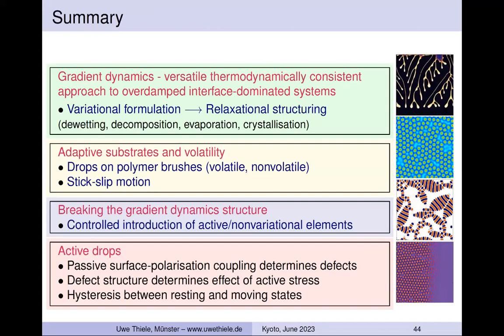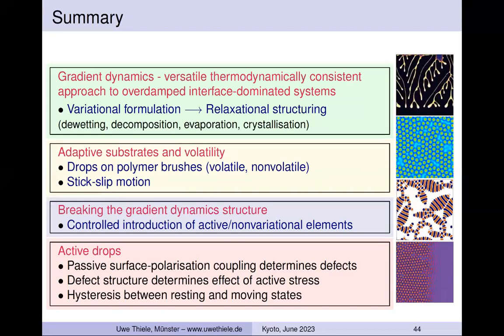If you want to derive it, I would say it's in the parameter region of very weak coupling, weak anchoring at the free surface and the substrate, because we assume that the polarization field does not change much across the film. So we introduce this surface polarization coupling that couples the direction of the polarization with the local slope of the free surface. And this then allowed us to see this hysteresis between resting and moving states.